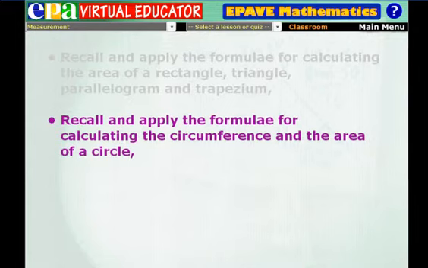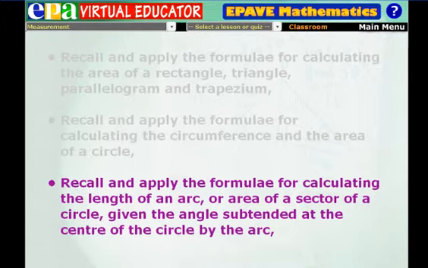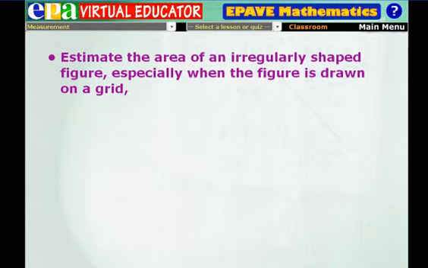Recall and apply the formulae for calculating the circumference and the area of a circle. Recall and apply the formulae for calculating the length of an arc or area of a sector of a circle given the angle subtended at the center of the circle by the arc. Estimate the area of an irregularly shaped figure, especially when the figure is drawn on a grid.